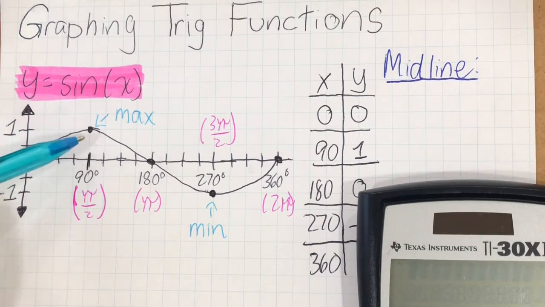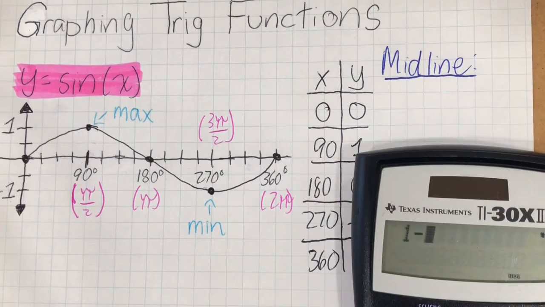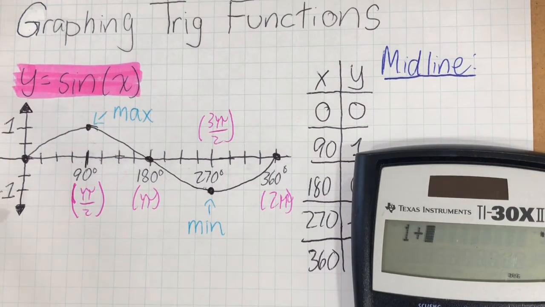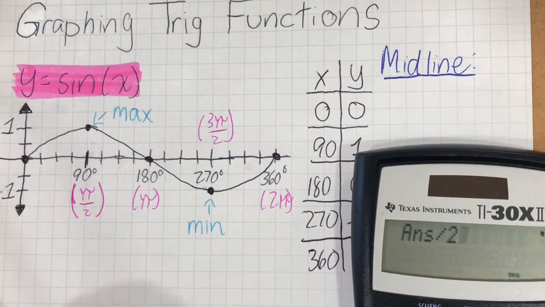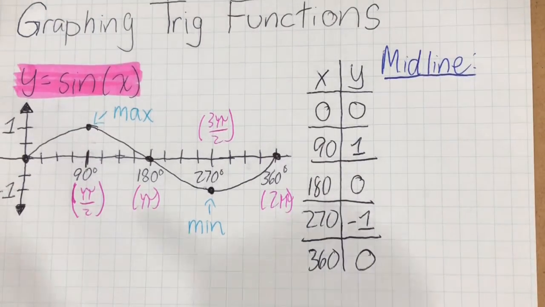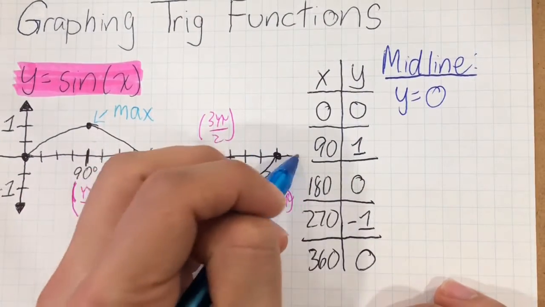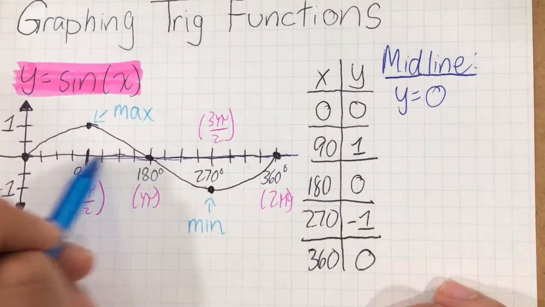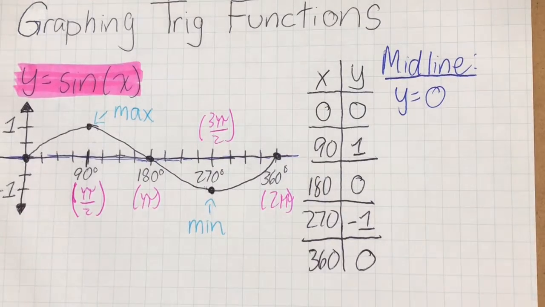And since we labeled it out, we see that the maximum point is 90, 1. So I'm just going to take my output value for that point, which is 1, and add it to the output of the minimum point, which is -1. All right. And then I get 0. And if I divide it by 2, I still get 0. So my midline is y equals 0. So my midline is on the x-axis. And if we take a look, we see we have 3 points on the midline.